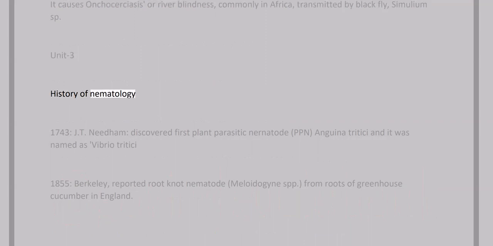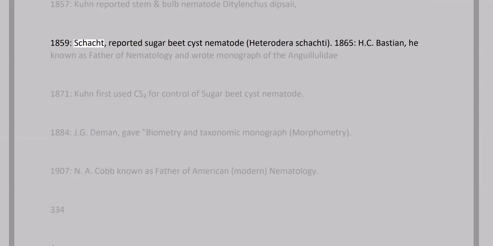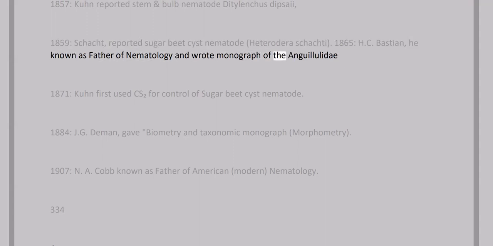Unit 3: History of Nematology. 1743, J.T. Needham discovered the first plant parasitic nematode, PPN, Anguina tritici, and it was named Vibrio tritici. 1855, Berkeley reported the root knot nematode, Meloidogyne spp., from roots of greenhouse cucumber in England. 1857, Kuhn reported the stem and bulb nematode Ditylenchus dipsaci. 1859, Schacht reported the sugar beet cyst nematode, Heterodera schachtii. 1865, H. Bastian, known as the father of nematology, wrote a monograph on the Anguillulidae.